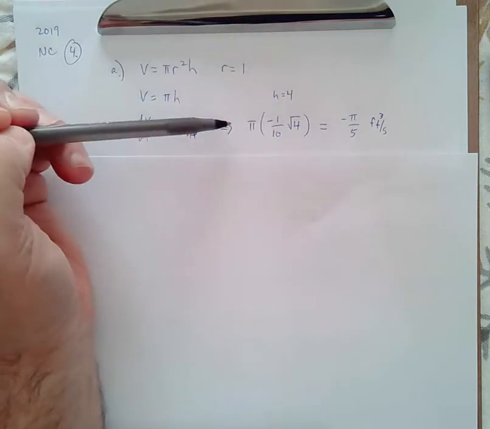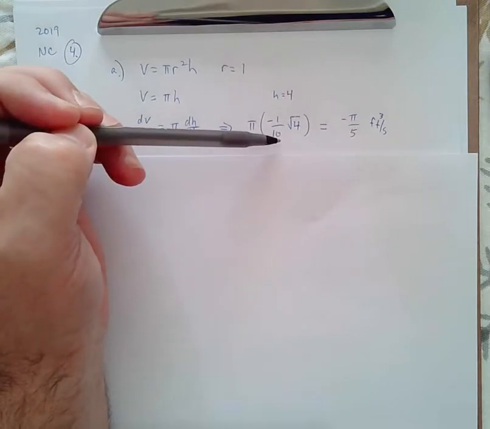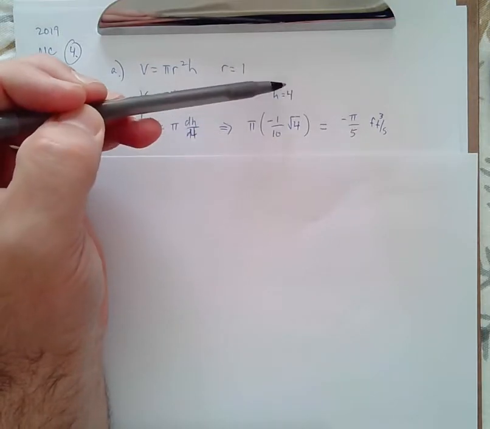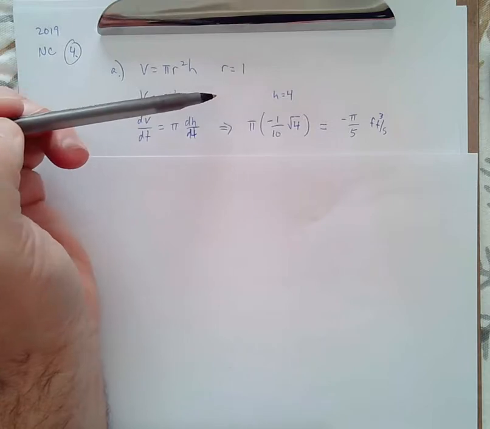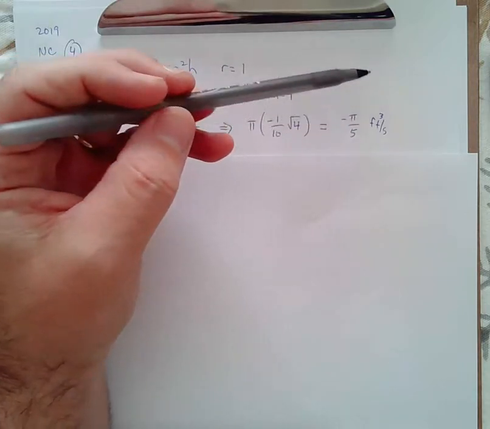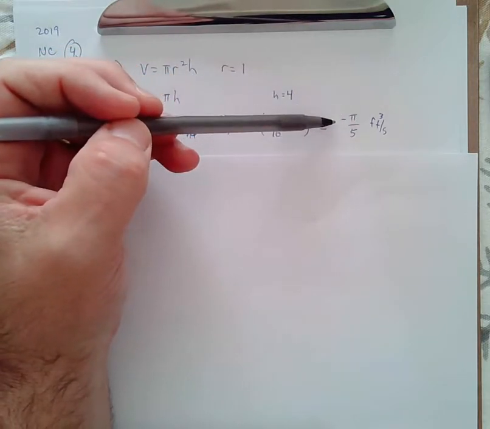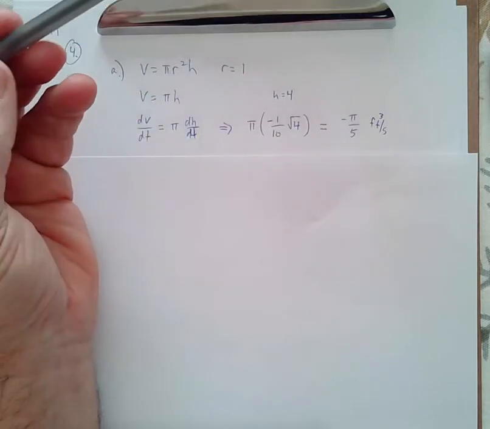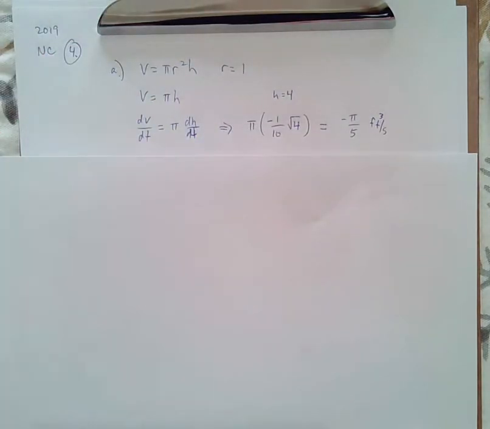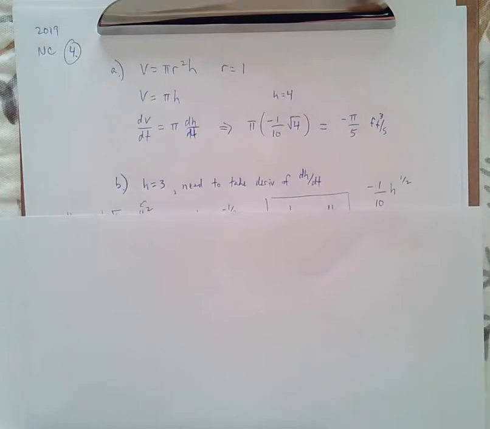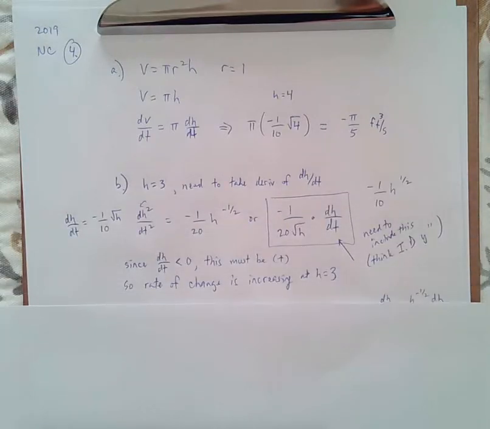So then I'm just going to put dh/dt in. And again, that's given. You put 4 in for h, and you multiply it through. Again, no calculator, you can do this. And don't forget the units are cubic feet per second. I thought that was a pretty straightforward question. Letter B was the hardest of the three parts, if you will.